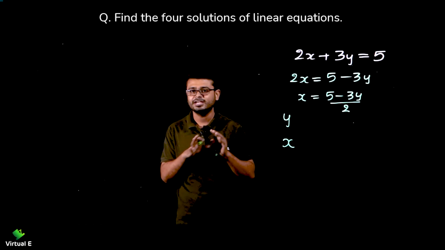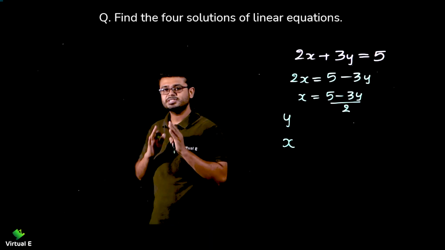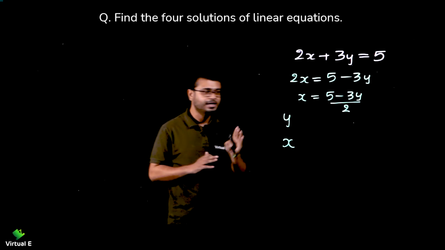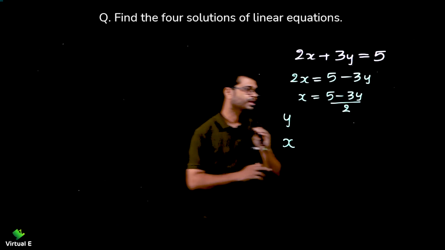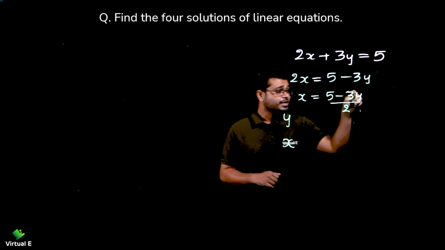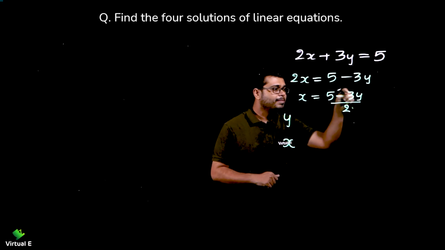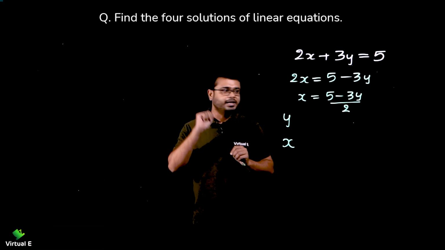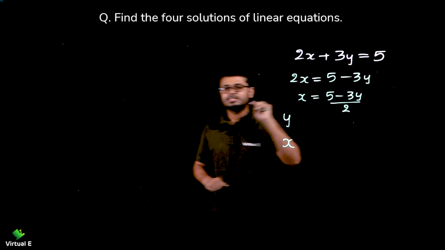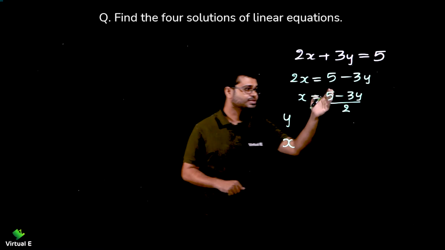So will I be taking 0 here? No, I will not be taking it, right? It's not always compulsory to take 0, 1, 2, 3 only. It's up to your choice. Now, can we take minus 1 over here? Think: minus 1 into minus 3, that is positive 3. 5 plus 3, that is 8. 8 by 2 is 4, right? So we can take the value of y as minus 1.